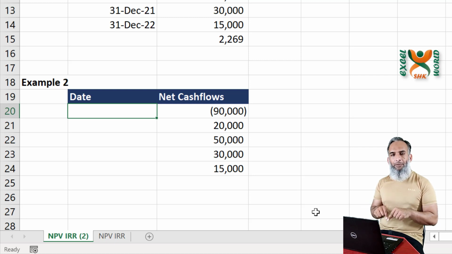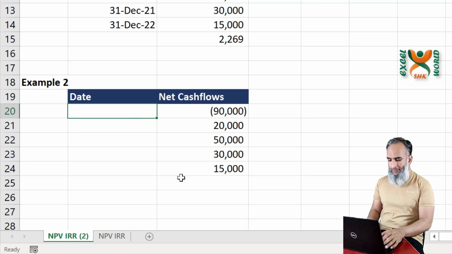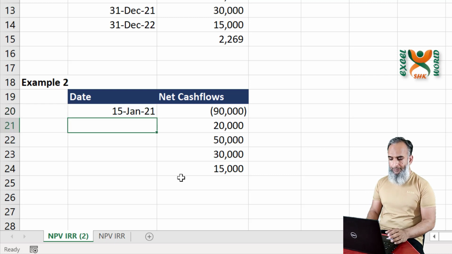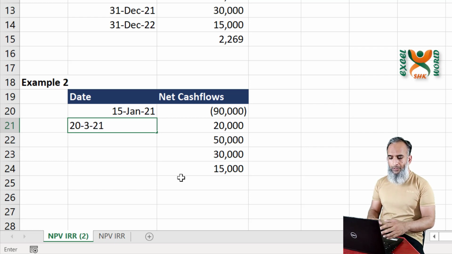So XNPV has a solution. We can define like our investment cost occurred on 15th of January 2021. So this is an odd date. And then the first cash flow occurred after, let's say, 3 months. So it's 20th of March 2021. So this is not exactly 3 months.